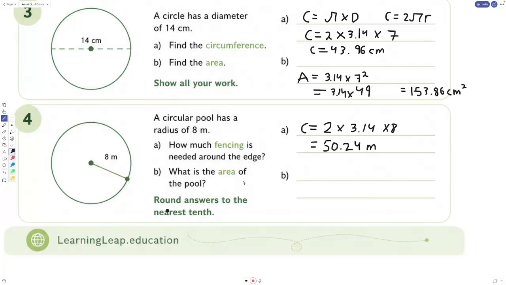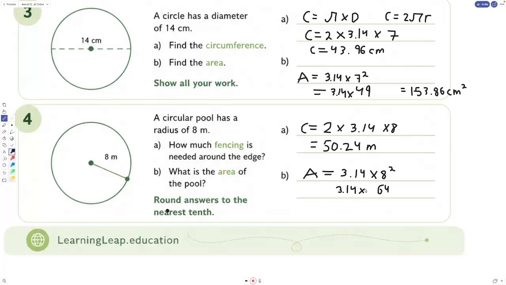And the area, as you know, always stays the same, that formula. So we're going to write it again. Area equals 3.14. We're not going to write down the actual formula. We're just going to skip over that. Times 8 squared. And like always, let's do the order of operations first. What is 8 squared? What is 8 times 8? 64, right? 64.